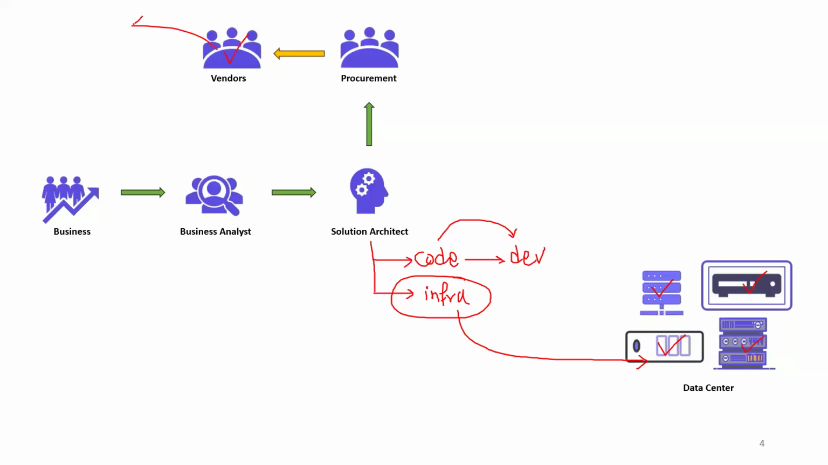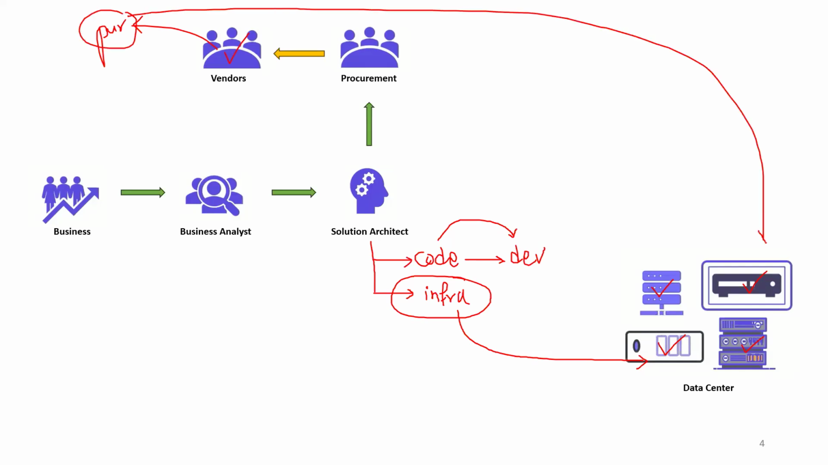Now the vendors team has to purchase the hardware and deliver it to the data center. This may take days, or may take weeks, or it may take even months for the hardware to be purchased and delivered to the data centers. Okay, so this is what will happen. This is the phase where they are taking a lot of time.